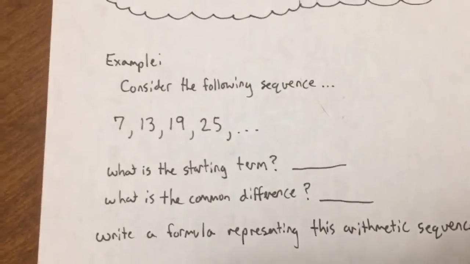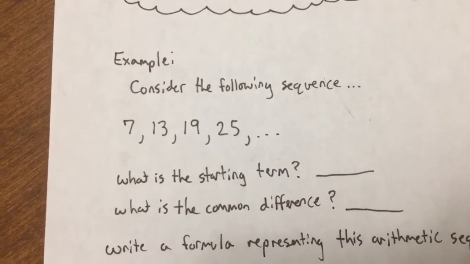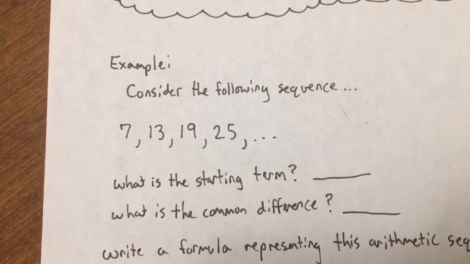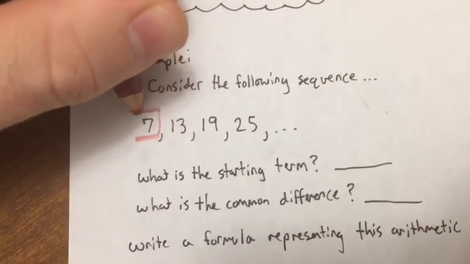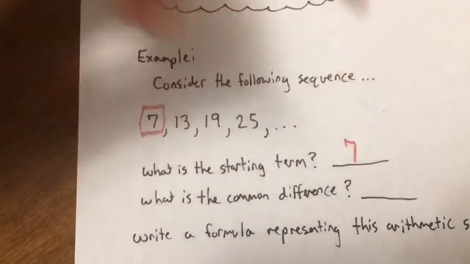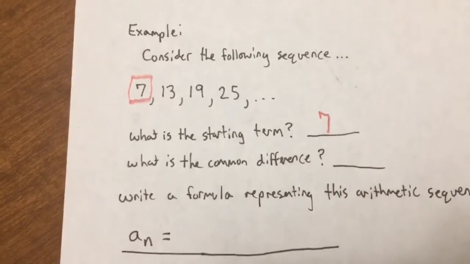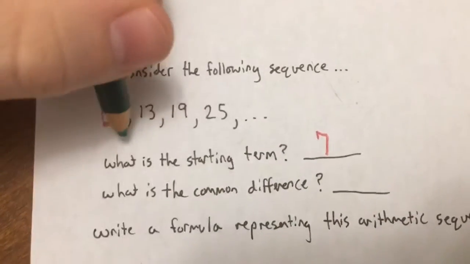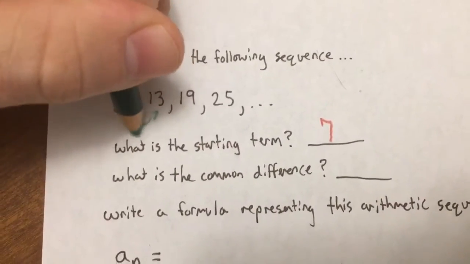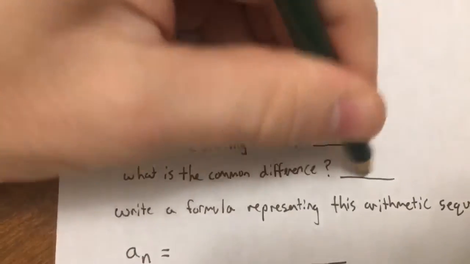Let's consider the following sequence. We've got these four numbers. Let's identify what the starting term is. Pretty obvious: the first number in our list, which is 7. Then let's figure out our common difference. It looks like our common difference for this problem is positive 6.